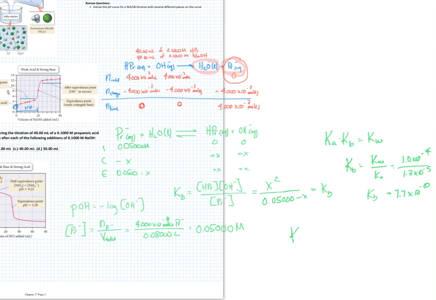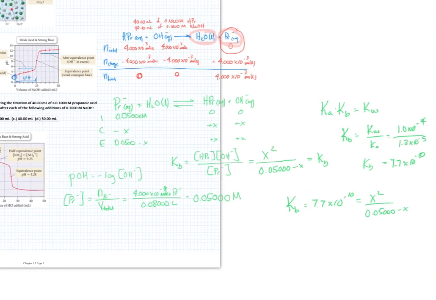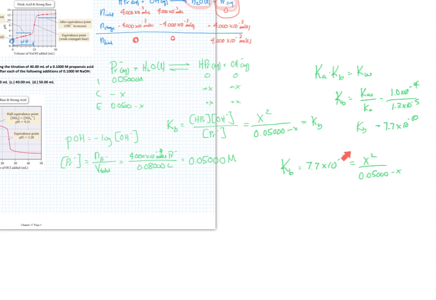All right, so we're going to write this all in one expression. Kb is equal to 7.7 times 10 to the minus 10. That's equal to x squared over 0.0500 minus x. And I'm guessing you have done enough of these problems to recognize 10 to the minus 10 is much, much smaller than 10 to the minus 2, which is what that is. So since it's such a huge difference, we can make our favorite approximation. 7.7 times 10 to the minus 10 is approximately equal to x squared over 0.0500. And then we are going to solve for x. I'm going to skip some steps. I'll let you do these or convince yourself this is right. x is 6.2 times 10 to the minus 6.